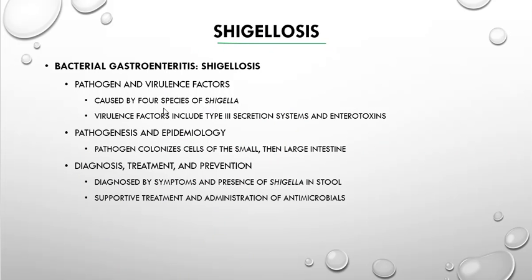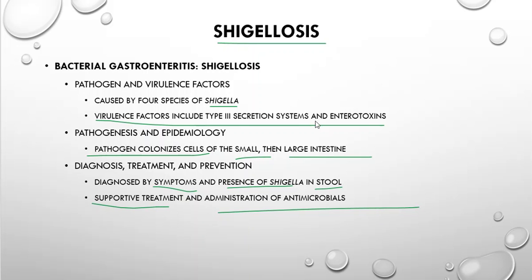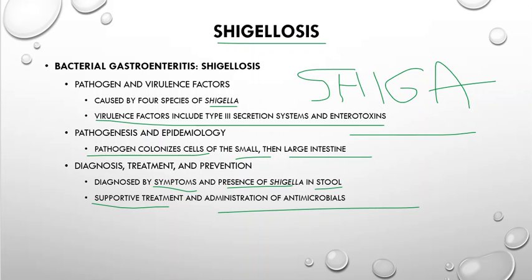Shigellosis is caused by Shigella. There are 4 different species. These guys have different enterotoxins in the secretion systems. They colonize the cells of the small and the large intestine. We diagnose these by the symptoms and presence of Shigella in the stool. Supportive treatment and antibiotics. These guys make a toxin called Shiga toxin. I don't know why that wasn't on here, guys. Shiga toxin causes a lot of the problems.